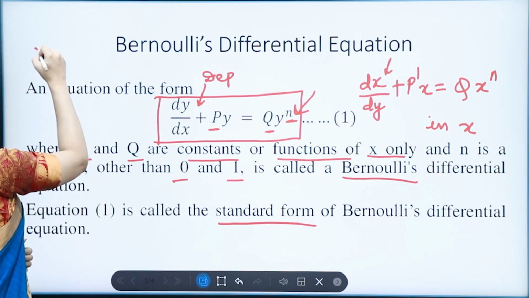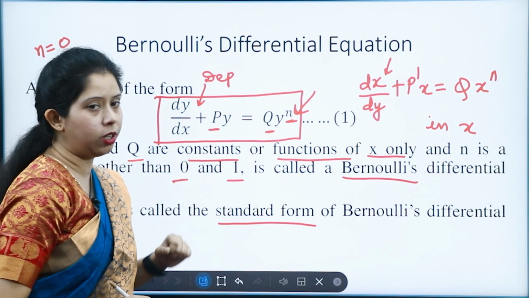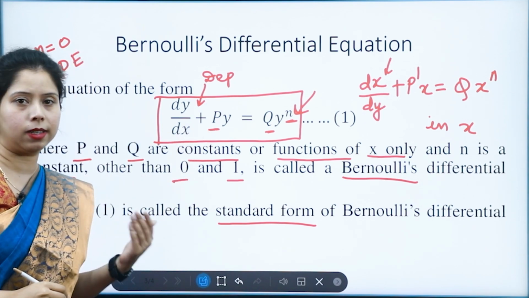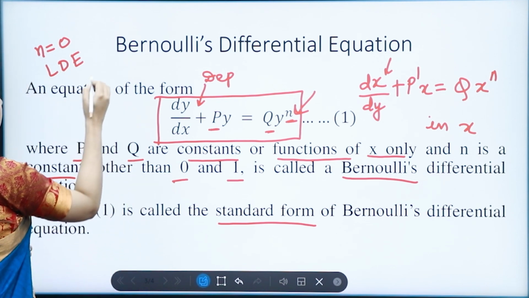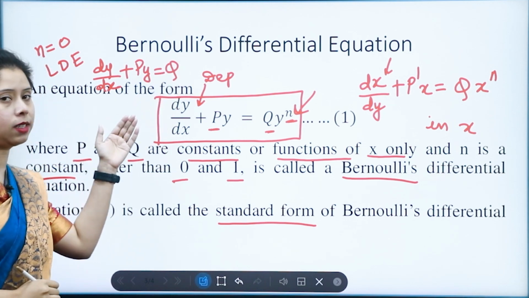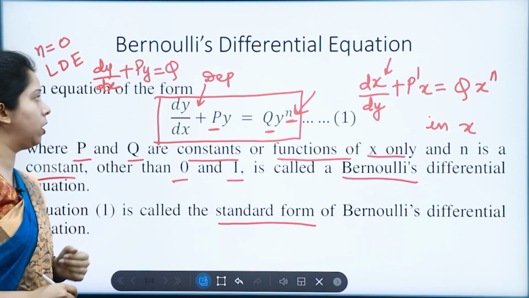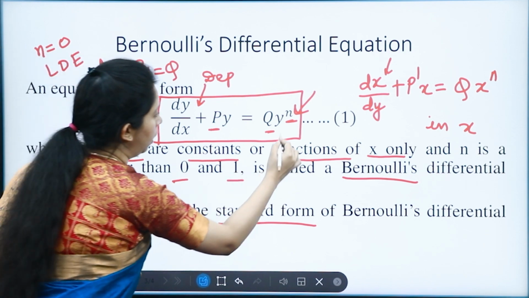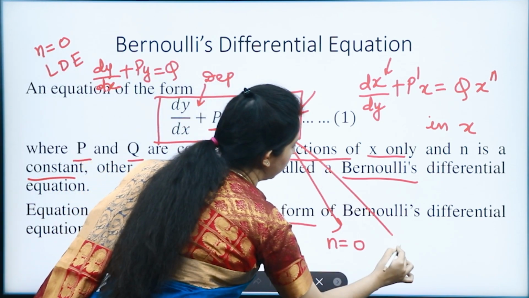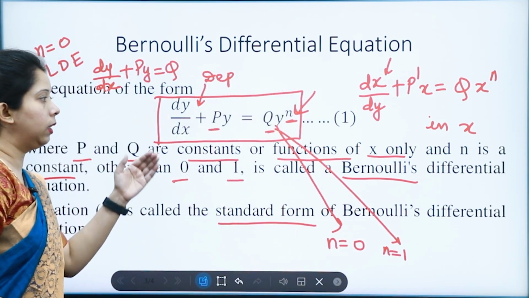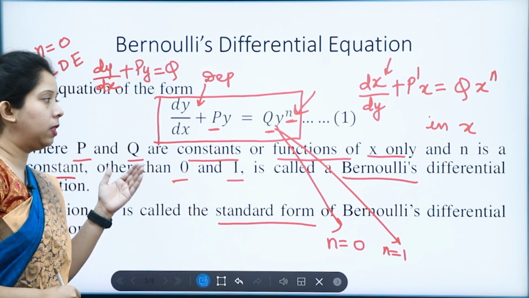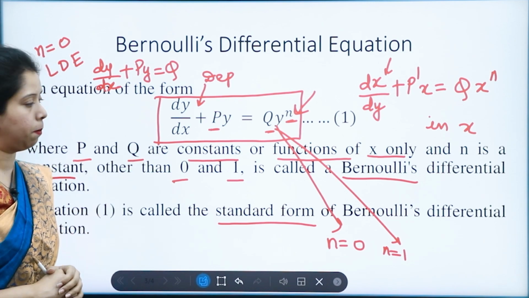Now, if you take n equal to 0 in this equation number 1, it becomes a linear differential equation that we have already discussed in the previous module. That is, it becomes dy/dx + py = q, the standard representation of linear differential equation in y. The first case was when n is equal to 0, we get a linear differential equation. The second case is when n is equal to 1. In equation 1, when n becomes 1, this transforms into the variable separable form, so we can solve this by the variable separable method.